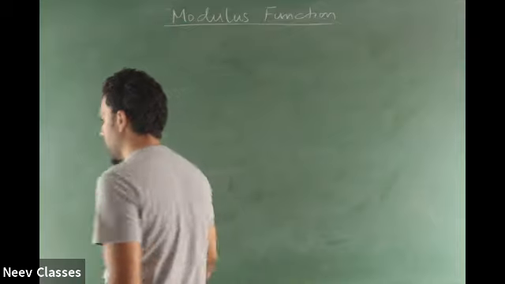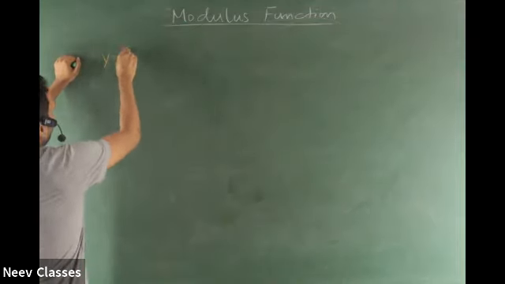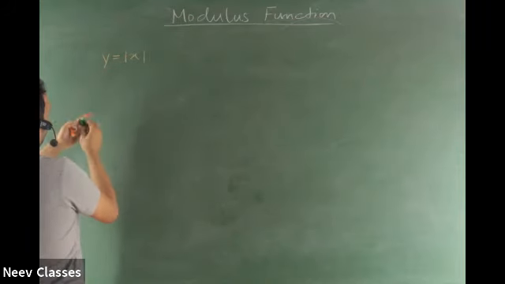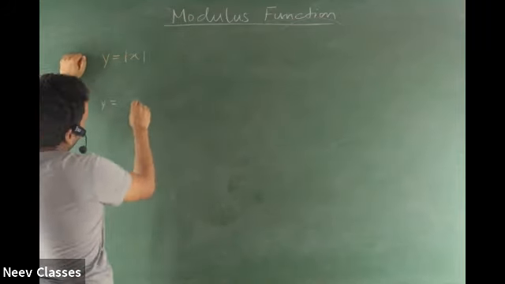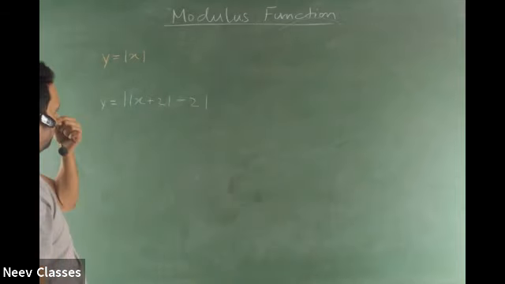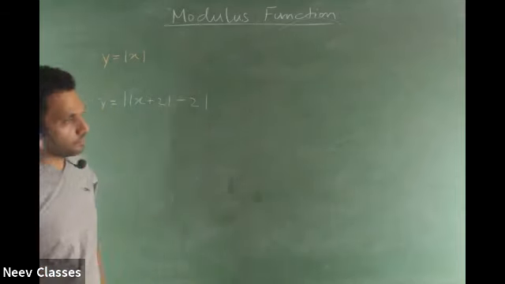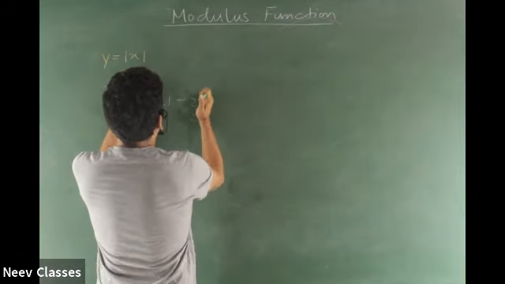But let me be sure. You have an exam, so let me be sure. y is equal to mod x is given to you. Can you tell me what this graph looks like? Okay, check this part first. Tell me what this graph looks like. So it's the mod x graph shifted to the left by 2 units and then shifted down by 2 units.